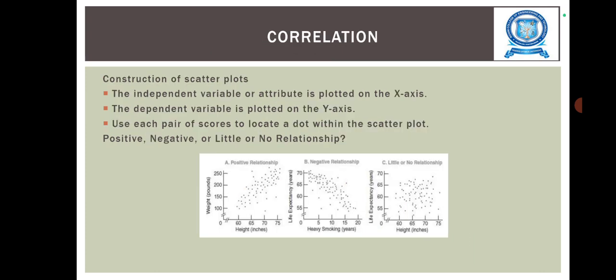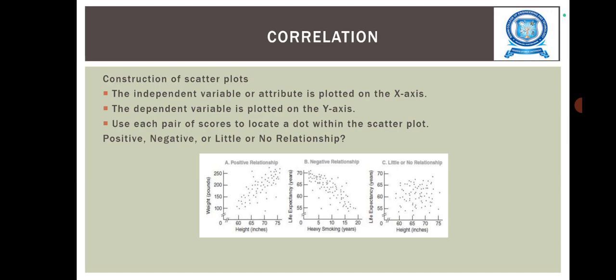Next one is construction of scatter plots. A scatter plot is a graph containing a cluster of dots that represents all pairs of scores. In other words, scatter plots are graphs that represent the relationship between two variables in a data set. It represents data points on a two-dimensional plane on a Cartesian system. That means the independent variable or attribute is plotted on the x-axis, and the dependent variable is plotted on the y-axis.